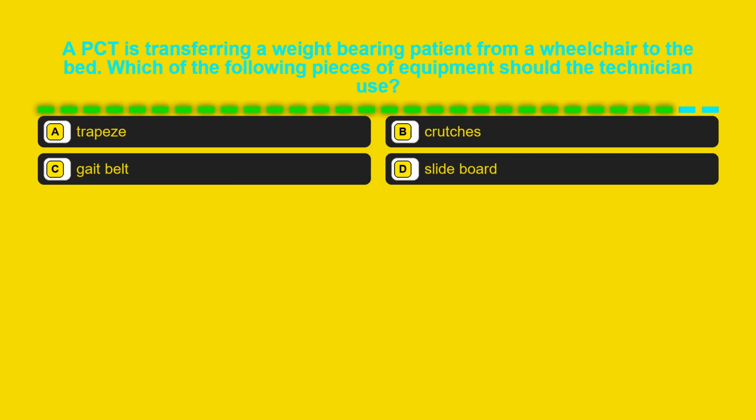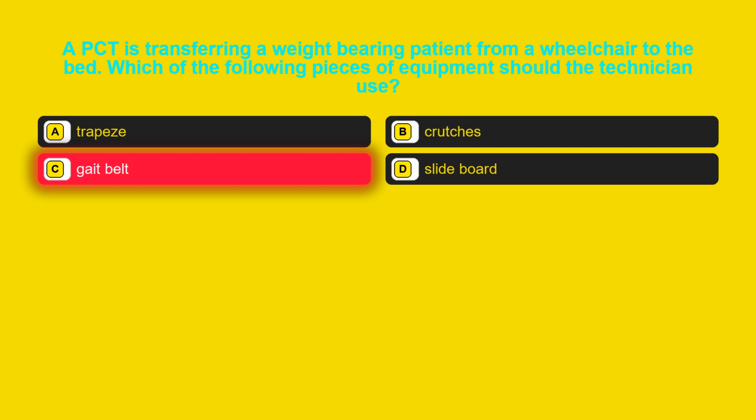Question 52. A PCT is transferring a weight-bearing patient from a wheelchair to the bed. Which of the following pieces of equipment should the technician use? Option A. Trapeze. Option B. Crutches. Option C. Gait belt. Option D. Slide board.